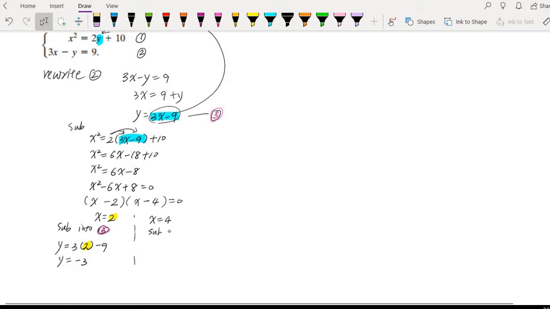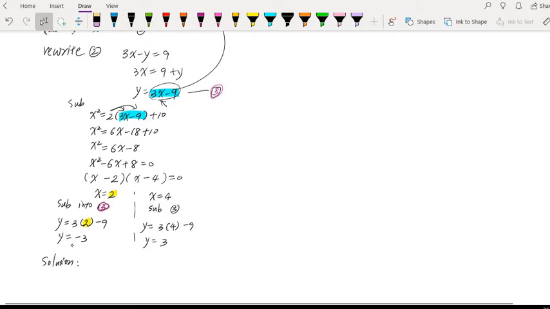And then we'll do the same thing. We'll substitute x equals 4 in here. That will be y equals 3 times 4 minus 9, so y equals 12 minus 9, and that will be 3. So we're going to write the solution. Our solution is a pair. We have x equals 2, and we found y is negative 3, so using an ordered pair, this is my x and this is my y. And then we have another pair, 4 and 3. So that is my solution for this example.